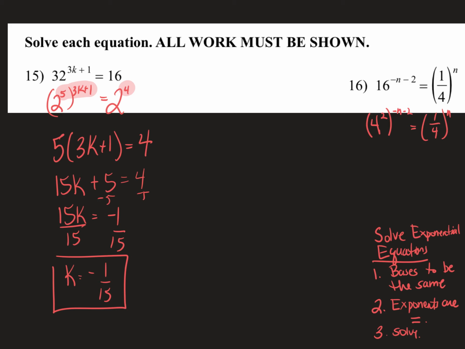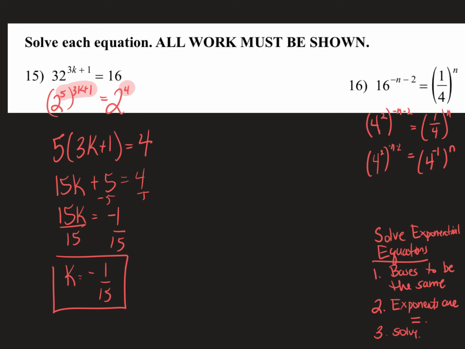Now, I cannot do step 2 yet. My exponents are not equal yet because my bases really aren't the same yet. I have 1/4. How can I rewrite 1/4 with a base of 4? So hopefully you remember those exponent rules that says 4 to the negative 1 is 1/4. So a negative exponent means you have a fraction. And so 4 to the negative 1 is 1/4. And now my bases will be the same. And I can write my equation.